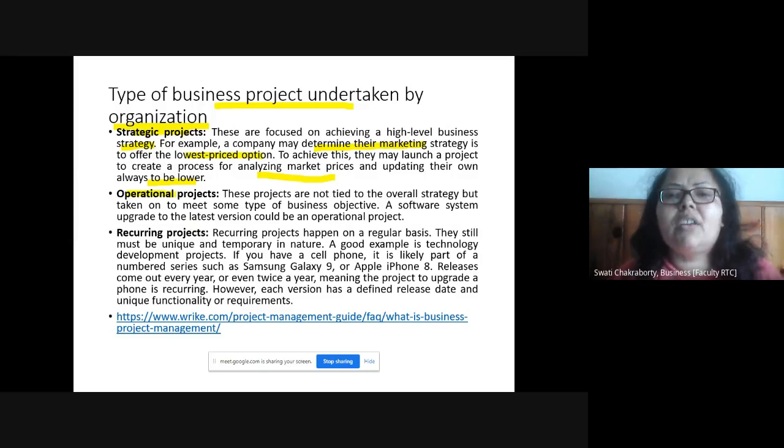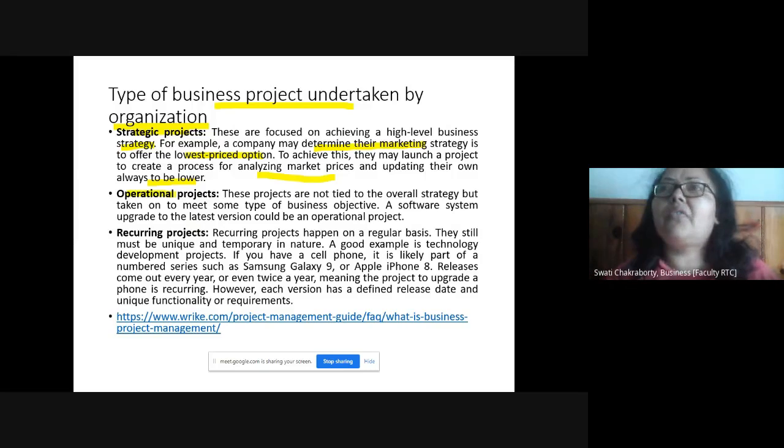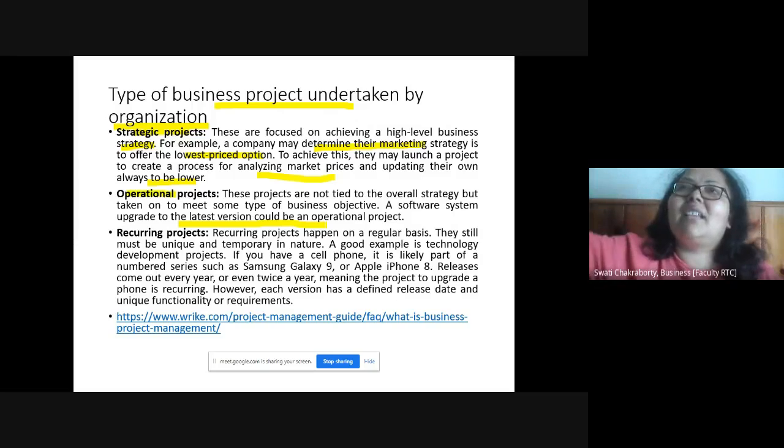Operational projects are not tied to the overall strategy of the organization, but are done to meet some of the business objectives. Say a software system which needs to be upgraded to the latest version, which would help because every business wants the latest technology. That's one of the objectives.